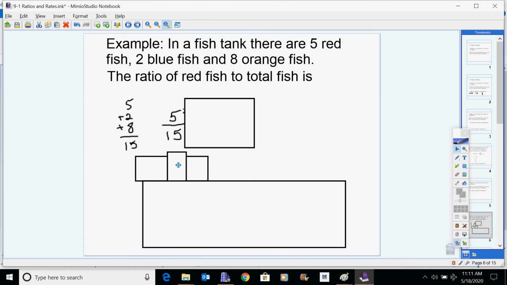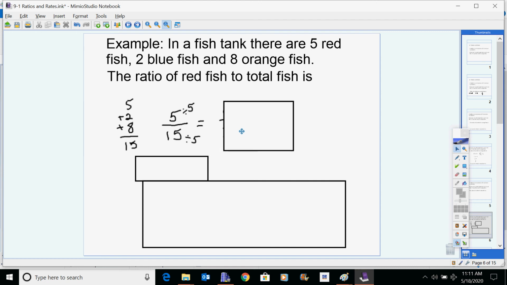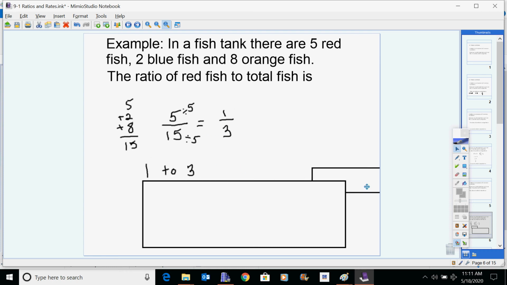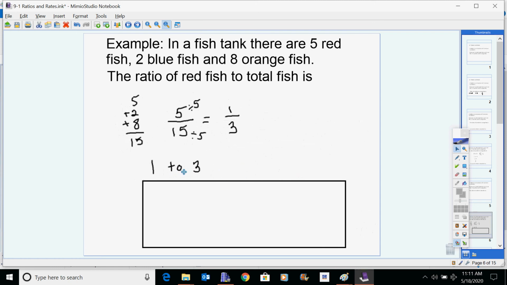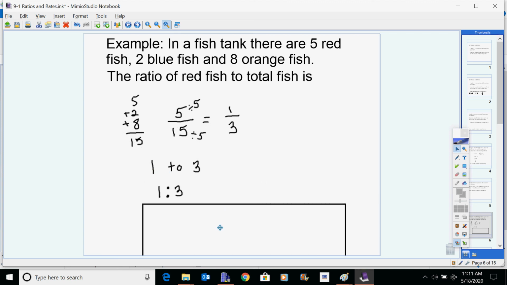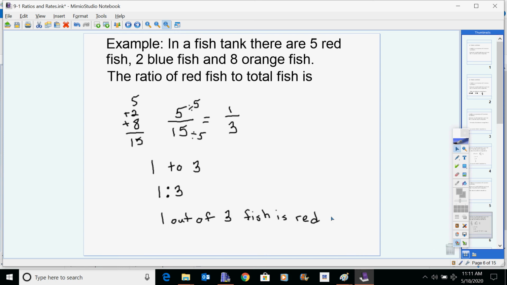So 5 out of the 15 fish happen to be red fish. So you divide the numerator and denominator by 5. You're reducing to lowest terms as always. So you don't say 5 to 15. You reduce it so that you have 1 red fish to the total number of fish. They're a 1 to 3 ratio of red fish to total fish. 1 out of every 3 fish is red. 1 to 3. 1 out of every 3 fish is red.